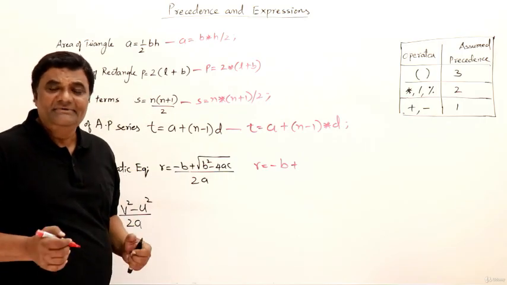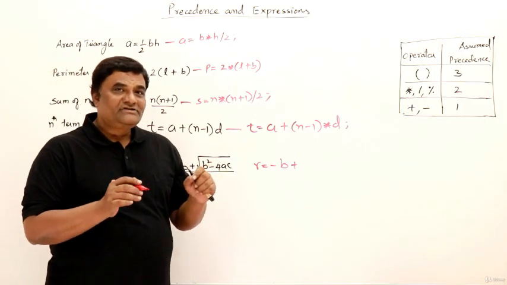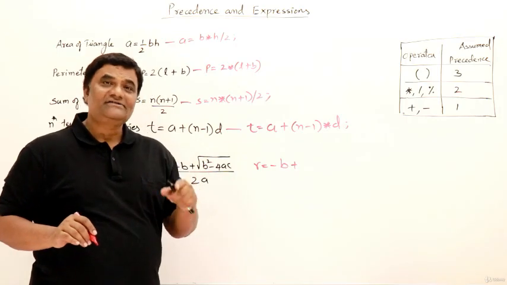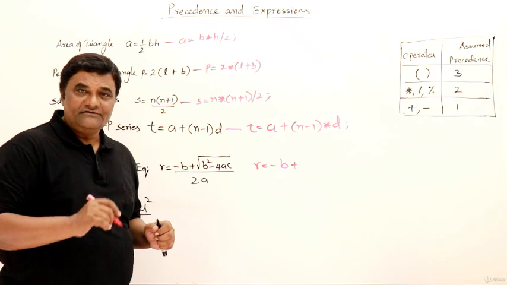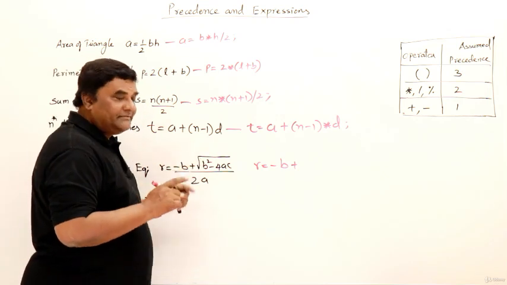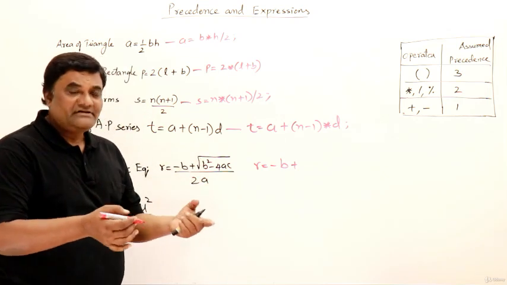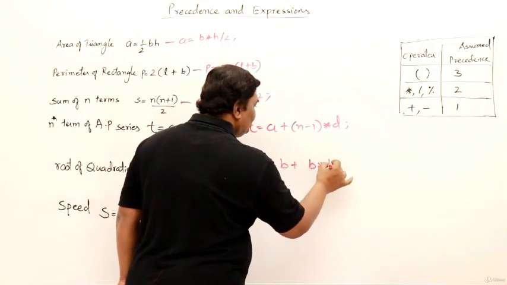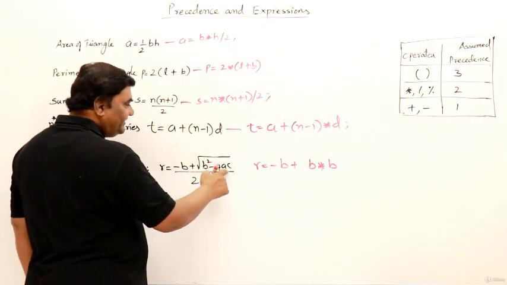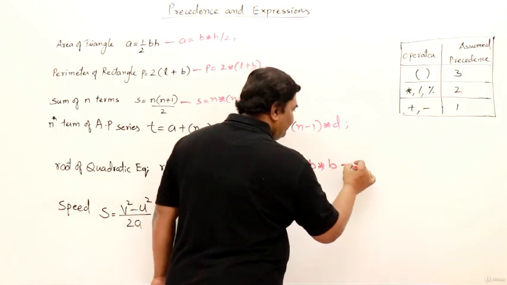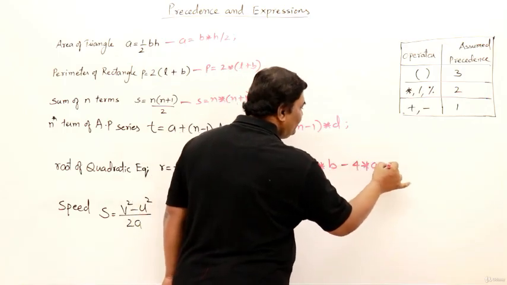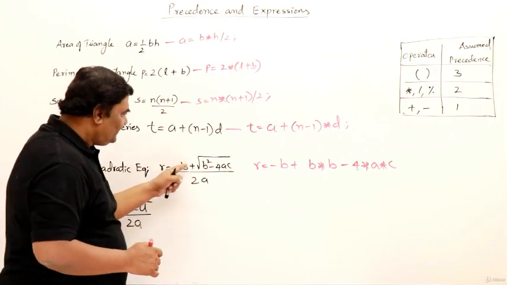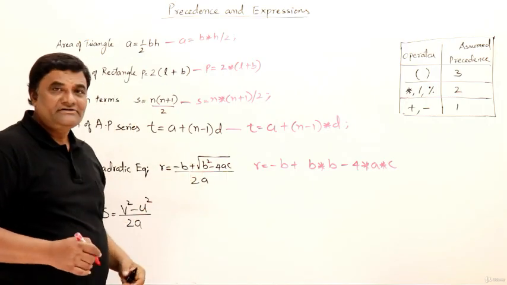B square. How do you write B square? There is no symbol for square, or power symbol, in C++, but there is a function available. I'll show you afterwards. So I will write B square as B into B. That's the simple method. So write B into B, right? Then minus 4 into A into C, minus 4 into A into C. Yes, this is perfect. Now this whole thing has to be in root, square root.